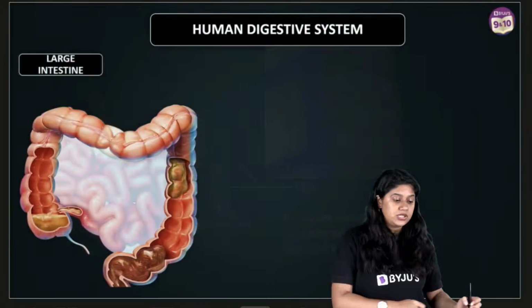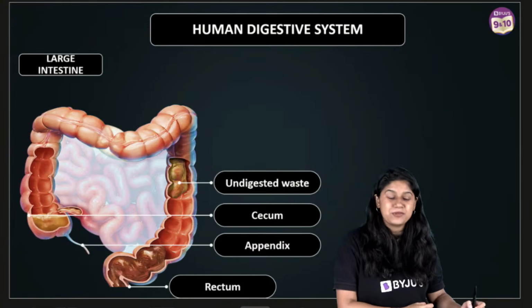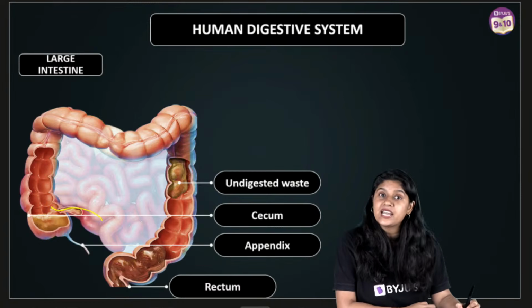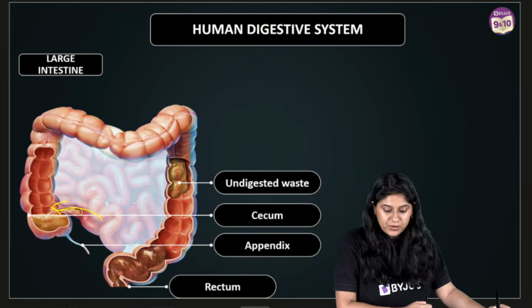Then let's talk about the large intestine. The large intestine is the last part of the alimentary canal. What happens? Food from the small intestine, the undigested food, moves into the large intestine. Clear, everyone?